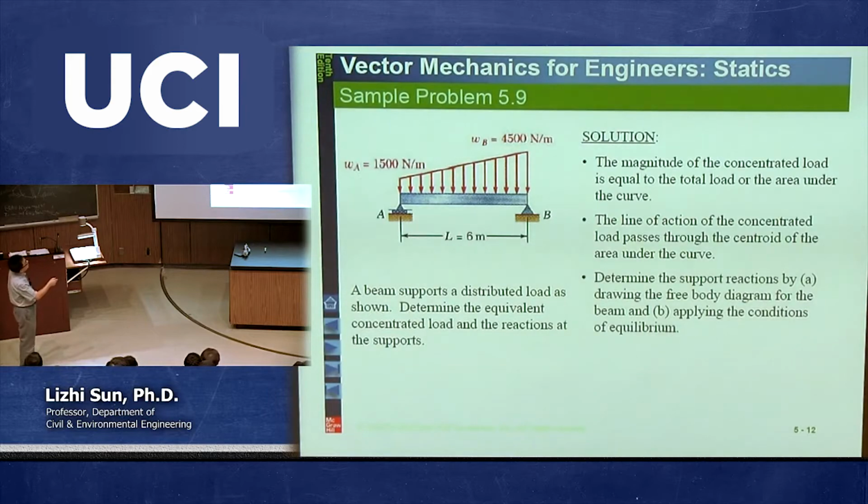So let's say this time we have a linearly distributed load acting on the beam. So a beam supports a distributed load as shown here, but it's linearly distributed. Now we need to determine the equivalent concentrated load. Number one, is there an equivalent concentrated load acting somewhere? We need to locate that somewhere so that you have zero resultant moment. And that's called the centroid, right? And then after we get this, we can also calculate reactions at the supports.